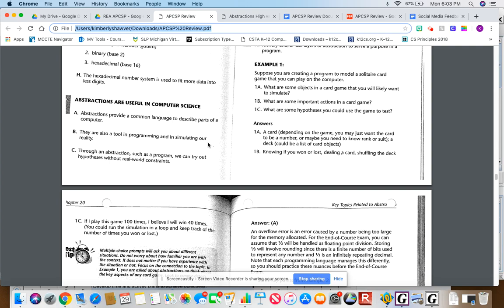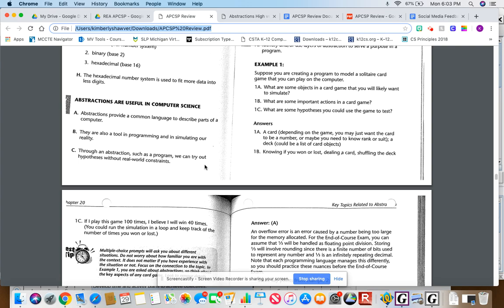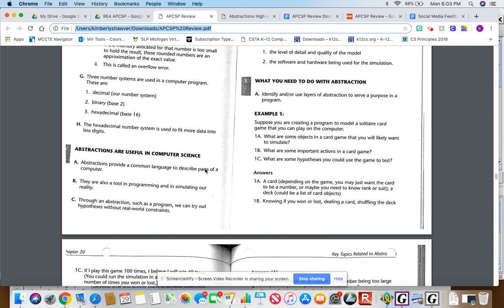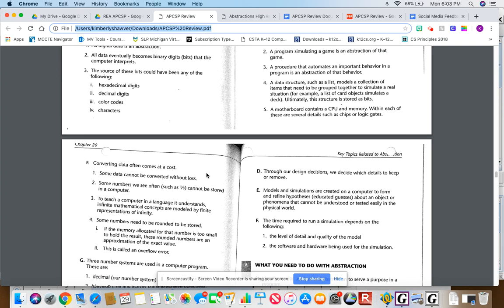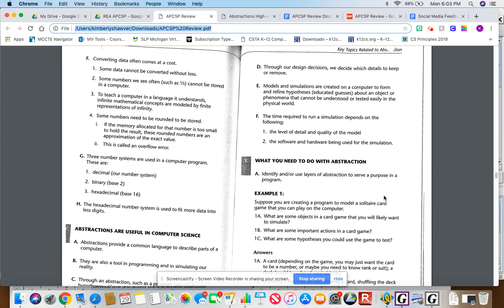Abstractions are useful in computer science. They provide a common language to describe parts of a computer like we see here. They are also a tool in programming and simulating reality, and through an abstraction such as a program, we can try out hypotheses with real-world consideration. Through our design decisions, we decide which details to keep or remove. Models and simulations are created on a computer to form and refine a hypothesis, like I mentioned. Time required to run a simulation depends on the following: the level of detail and quality of the model and the hardware and software being used.